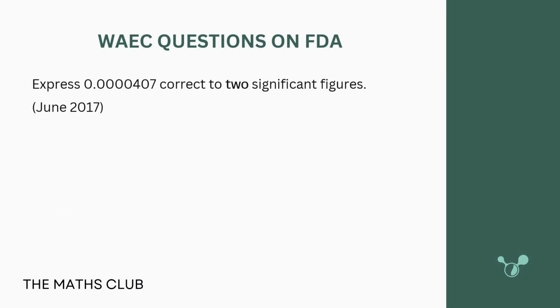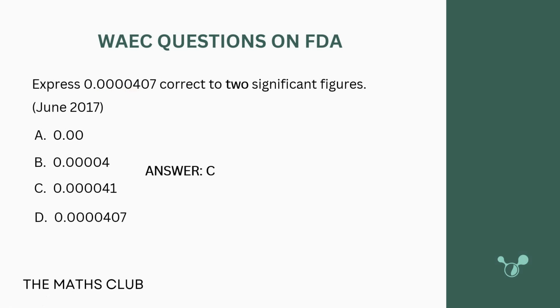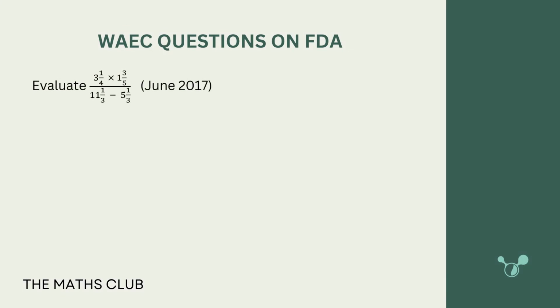Great. So we're in 2017 now. It says express correct to two significant figures. We know that the two significant figures start from the first non-zero digit. So this is the first one, this is the second one, but after it we have a value that is greater than 5, so that will carry over 1, so that will be 0.000041. That is option C. Great. So this question says that we should evaluate this. So let's see.